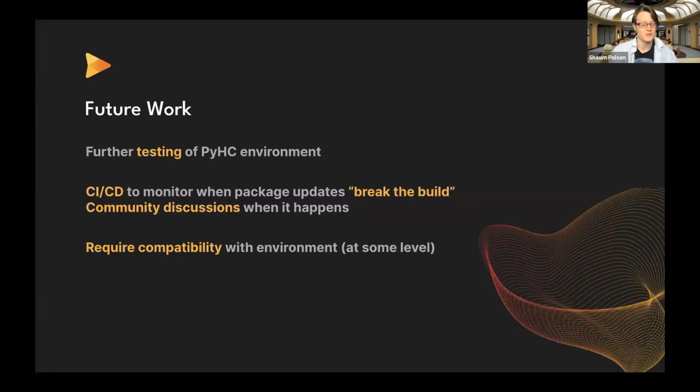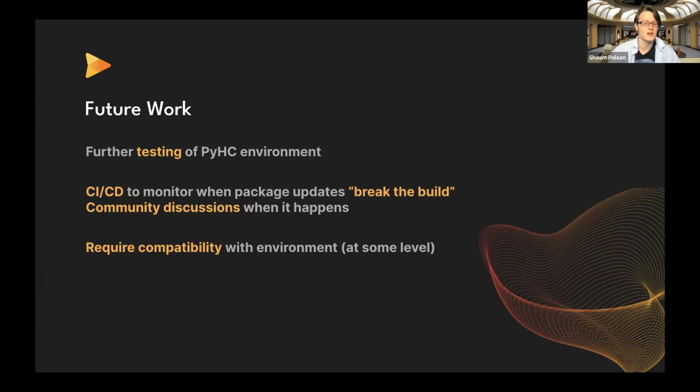Now, the future work at the time was I wanted to do some further testing of this environment. And I thought it'd be great to have some kind of CI/CD setup that would automatically republish this environment when PyHC packages released updates. And ideally, I would like to get emails and such if a package made a release that actually did introduce a dependency conflict for the first time that could not be resolved. It would sort of break the build, and I would like to get an email when that sort of thing happens, which could just trigger community discussions about what do we want to do.